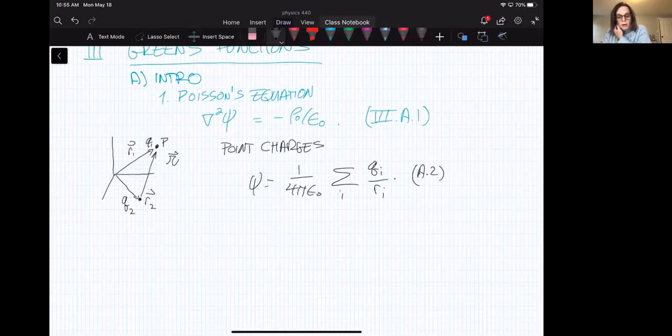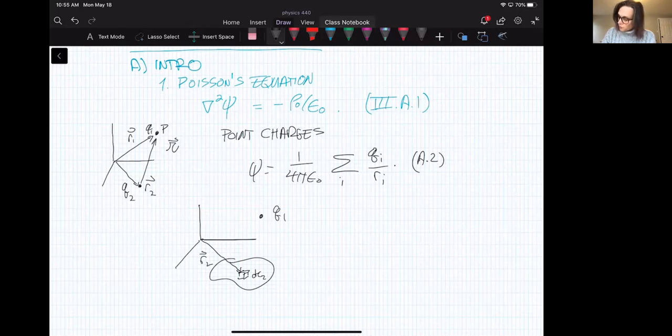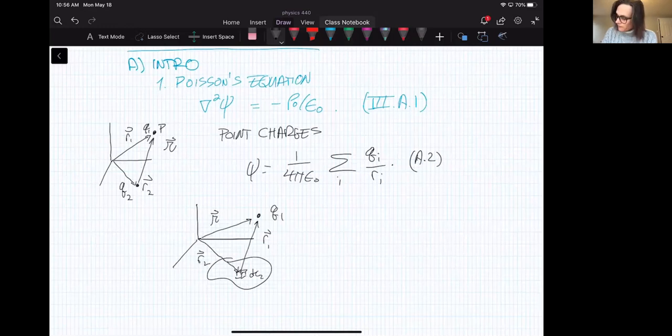If we want to look at a distribution of charge, which is where this becomes really important, right? So we say we have some distribution of charge and we have some elemental volume, d tau 2. We can identify R2 this way. We can have a charge Q1 up here. This is R1. Sorry. This is R1 and this is R, right? Which is equal to R1 minus R2. Right. So we're trying to locate our point of interest, our test charge, with respect to the distribution of charges, right?